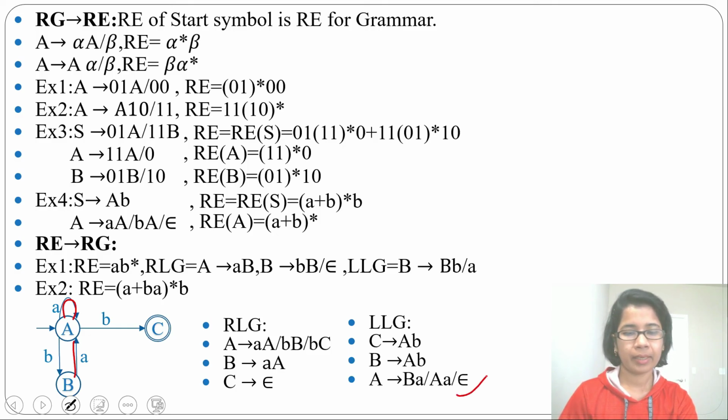In case of right linear grammar, the epsilon transition will be with the final state. In case of left linear grammar, the epsilon transition will be with the initial state. In case of right linear grammar, the initial state will be the start symbol. In case of left linear grammar, the final state will be the start symbol.